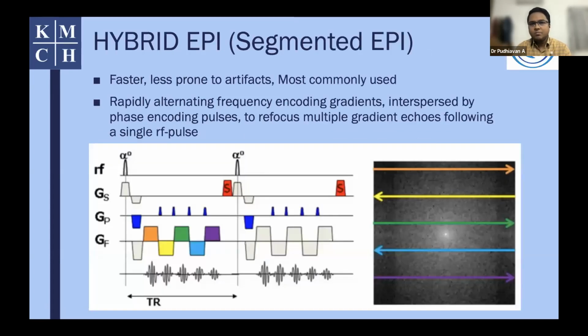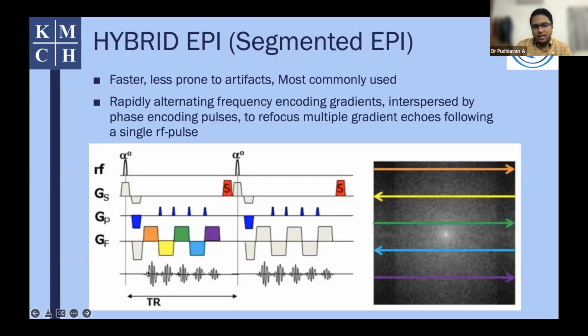So coming to the hybrid EPI, it is similar to the EPI technique where we use a rapidly alternating frequency encoding gradient, which is interspersed with phase encoding pulses. But instead of using a long echo train, what we do here is that we segment the EPI pulse into multiple RF pulses with pre-saturation pulses, so that the echo train is kept to a manageable level. In this example, you can see there are 5 echoes that are produced for each RF pulse. So here, the echo train length is 5.